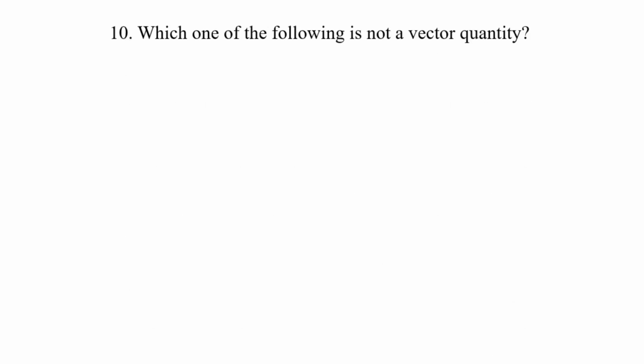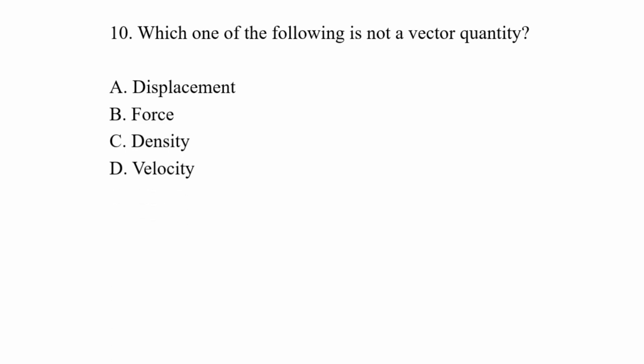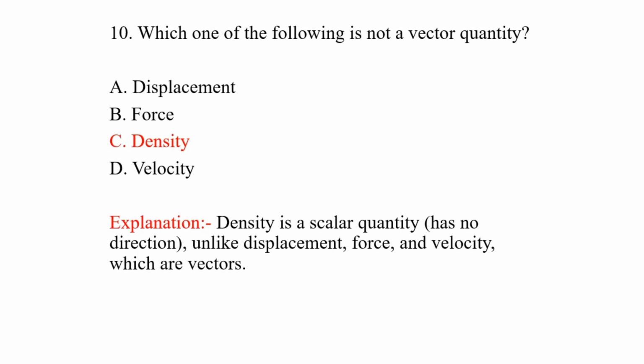Question number 10. Which one of the following is not a vector quantity? A. Displacement. B. Force. C. Density. D. Velocity. The answer will be density. Density is a scalar quantity, it has no direction, unlike displacement, force and velocity, which are vectors.